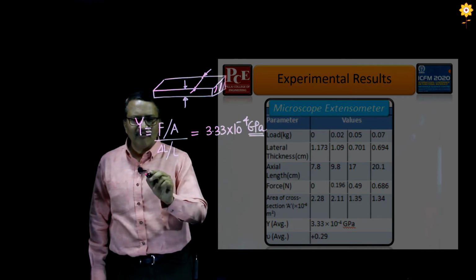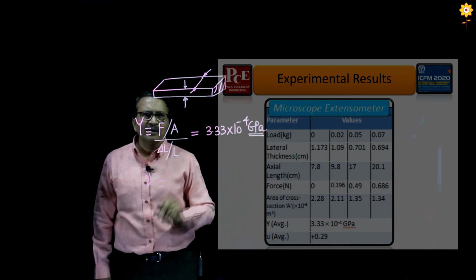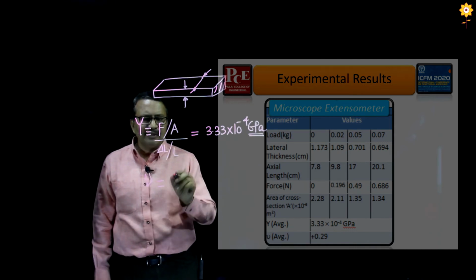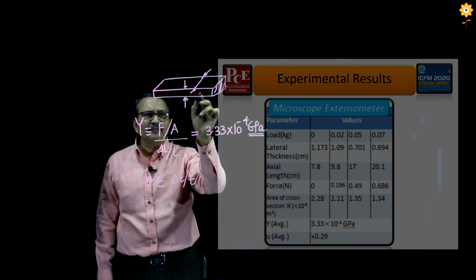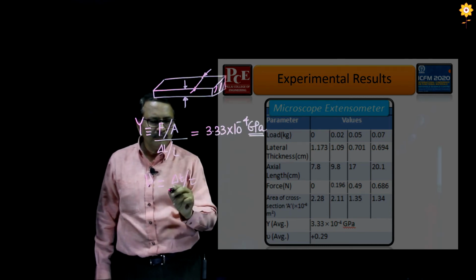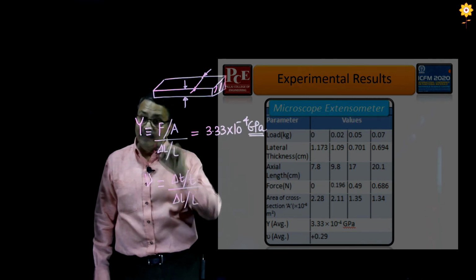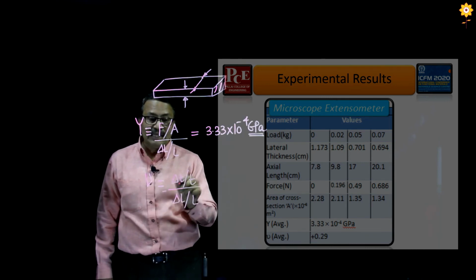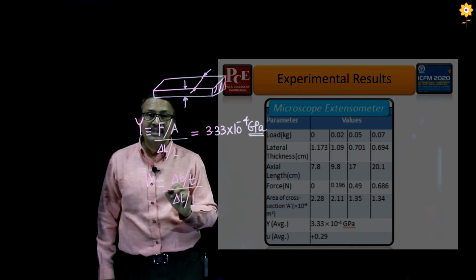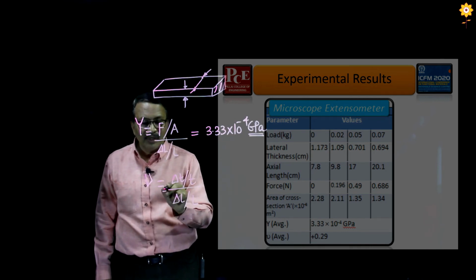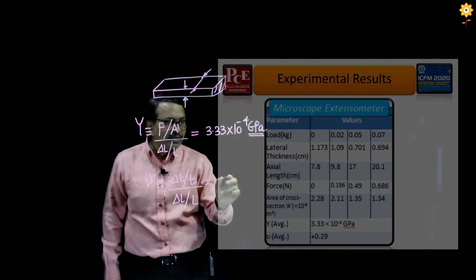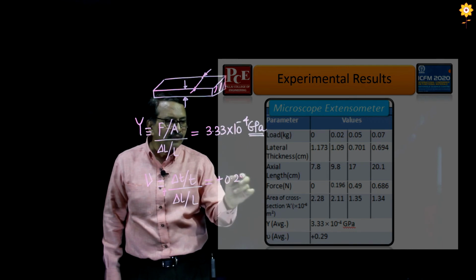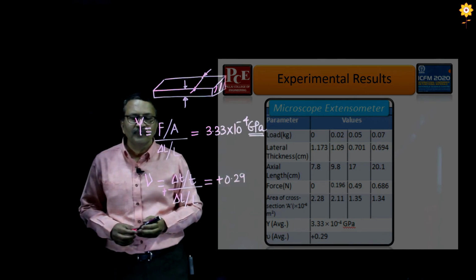Now remains the question of finding your Poisson's ratio. Your Poisson's ratio, as we know, is equal to delta T upon T divided by delta L upon L, and we already have a negative sign here. Since your delta L in this case is actually negative, this will ultimately give you a positive value, and the average in this case comes out to be plus 0.29. So that is basically your Poisson's ratio.